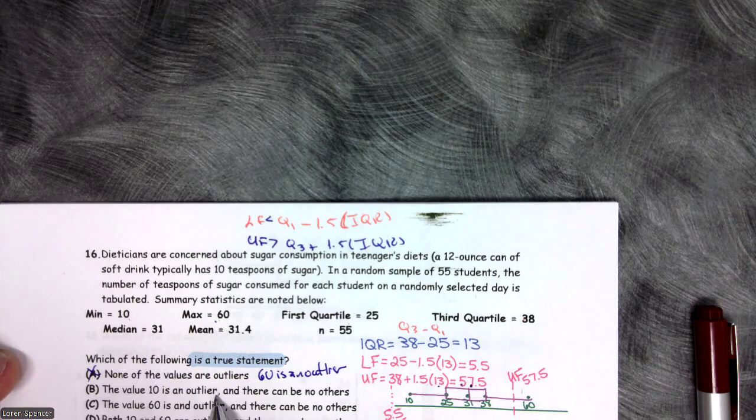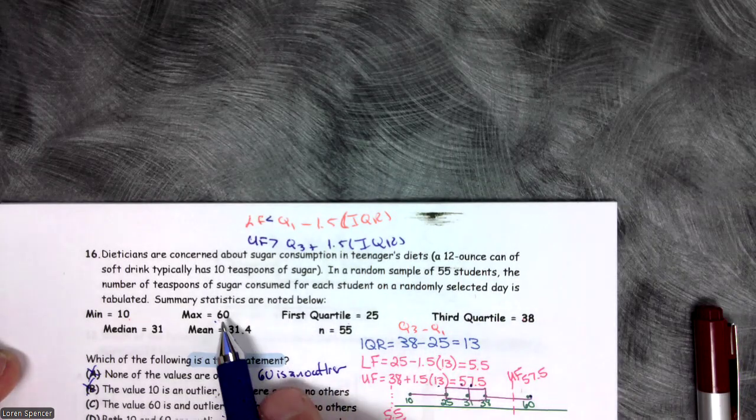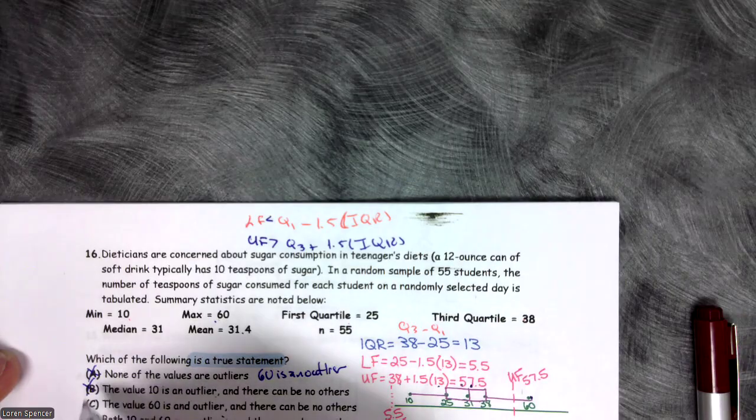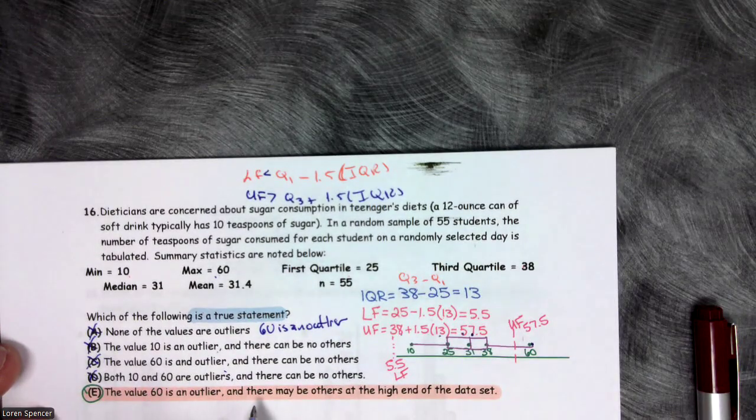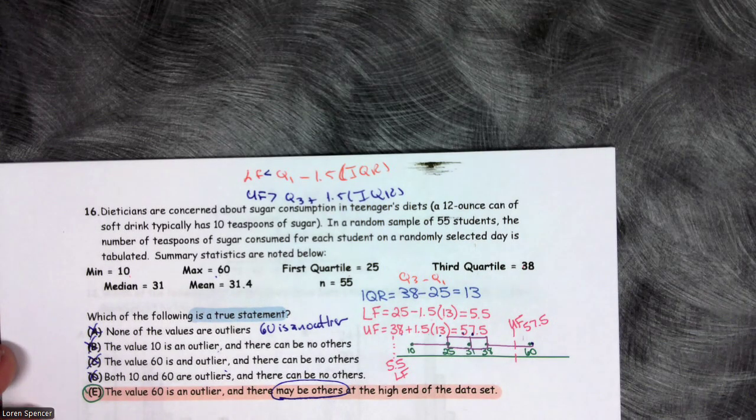The value 10 is an outlier. Nope. The value of 60 is an outlier. 60 is an outlier, but there could be others. We don't know if there is. We just know that the maximum value is an outlier. There might be. We don't know if there are other values. Both the 10 and 60? No, the value 60 is an outlier, and there may be others. Key phrase is there may be others. Once you find an outlier on the high side, there may be other outliers on the high side. If you find an outlier on the low side, there may be other outliers on the low side.